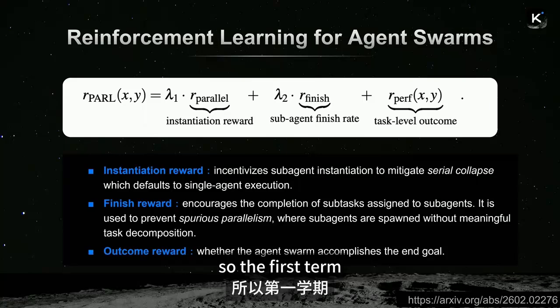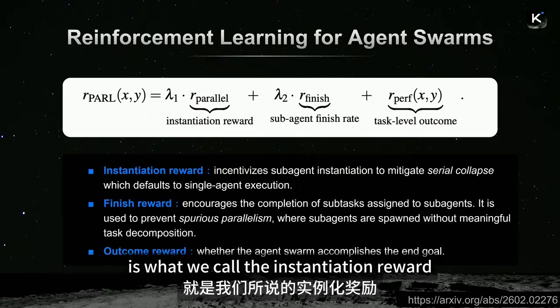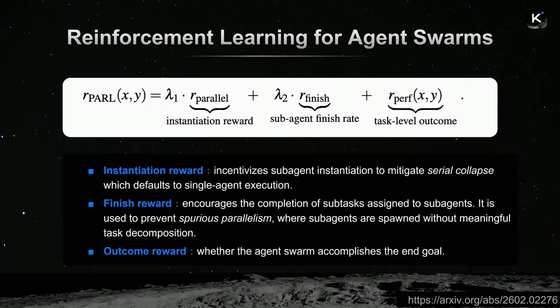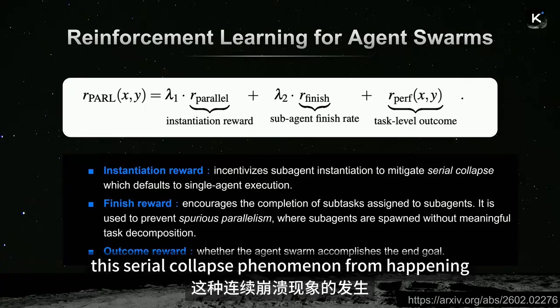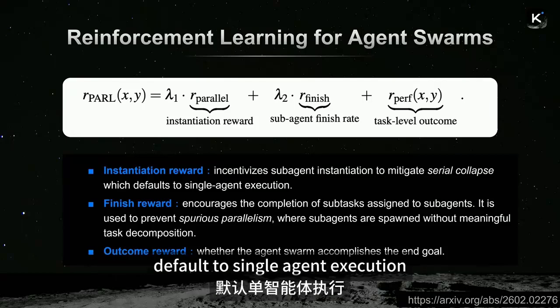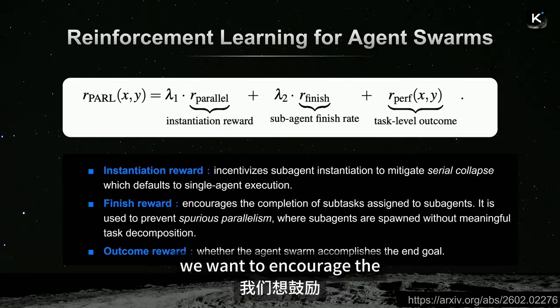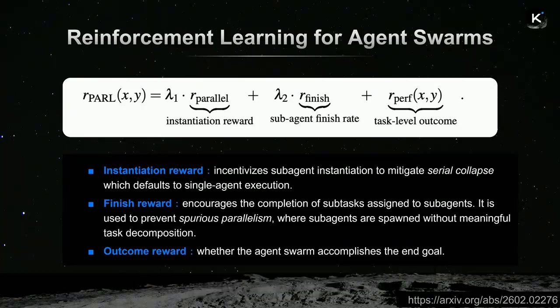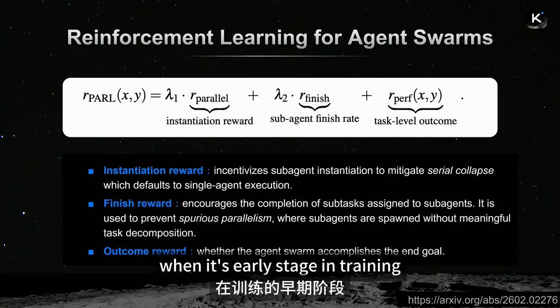The first term is what we call the instantiation reward. It incentivizes sub-agent instantiation to prevent this serial collapse phenomenon from happening. So basically, we don't want it to default to single agent execution. We want to encourage parallel execution, especially in the early stage of training.